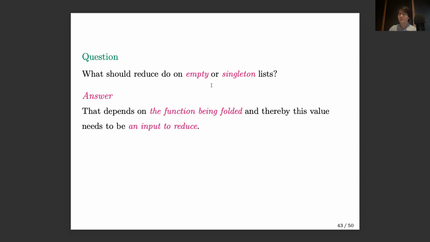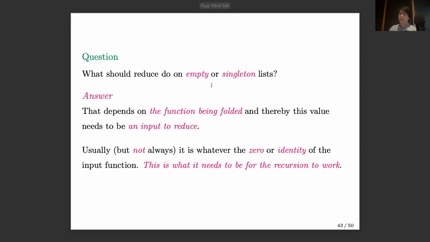What should reduce do on empty or singleton lists? Well, that really depends on what function we're folding. And since it depends on what function we're folding, this needs to be an input to reduce. And I'll show you what I mean by that. The input to reduce is usually, but not always, what the identity or zero of the operation is. That is to say, for addition, you want a base case where you can do exactly one more addition that's not going to affect anything. So I can always add 0. So 0 is going to be the base case for addition for reduce.